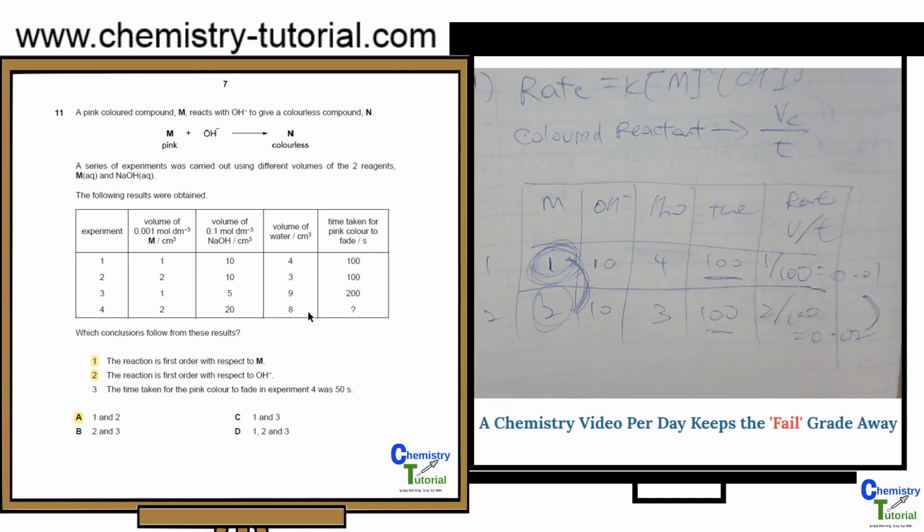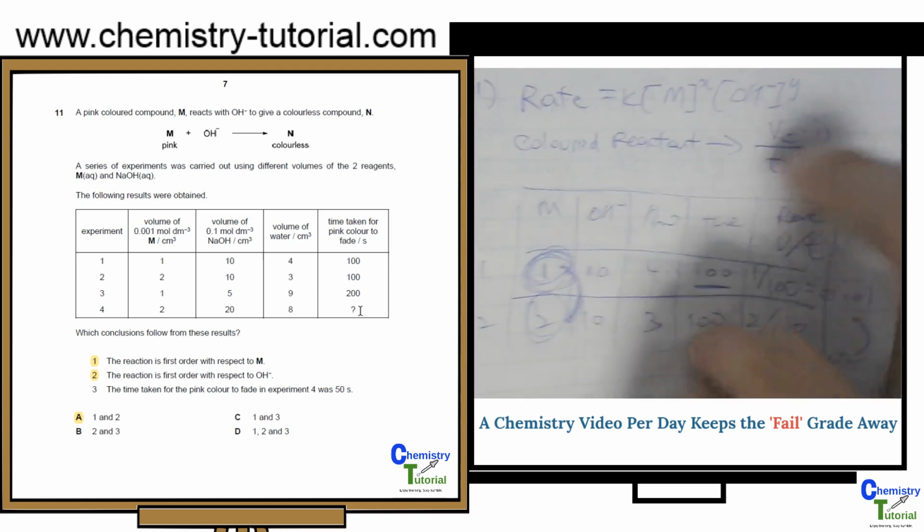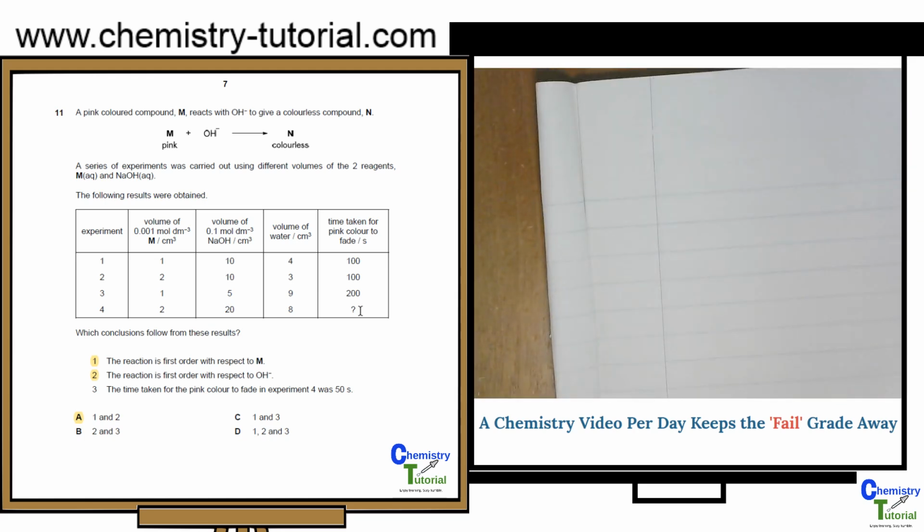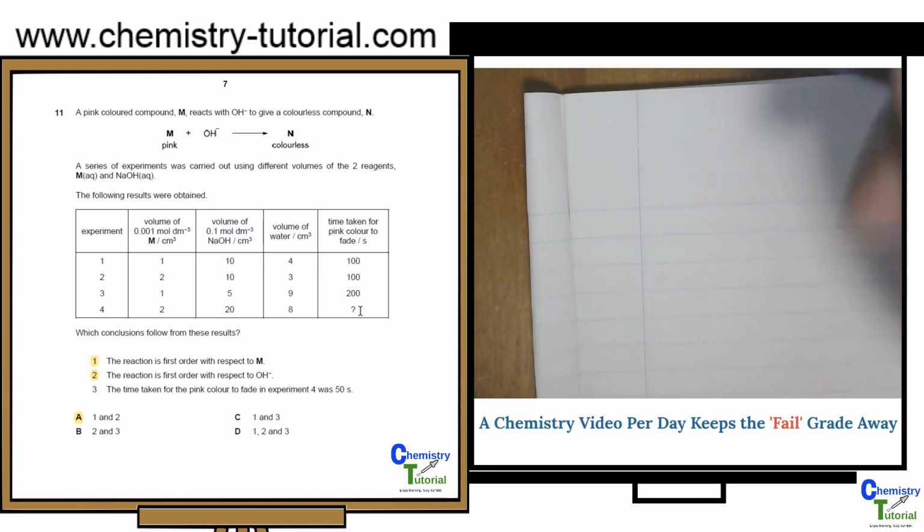So if the question ever asks us to find the total time taken for the pink color to fade, how shall we do this question? Well, there is a way. In fact, the time taken should be 200 seconds. Let me show you how this is done.